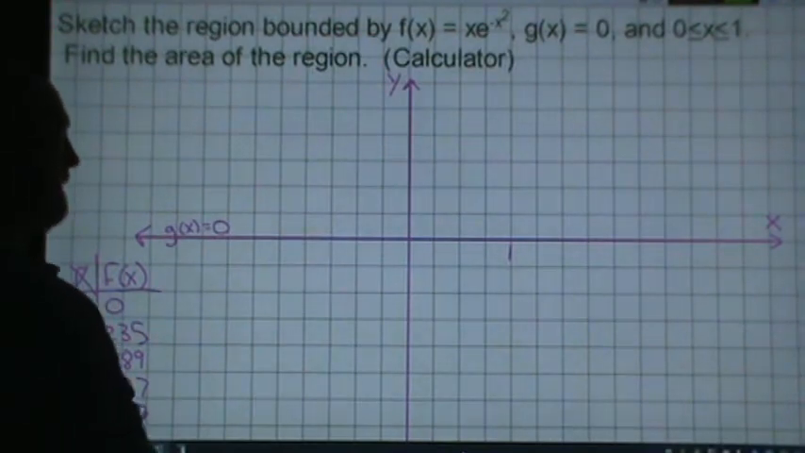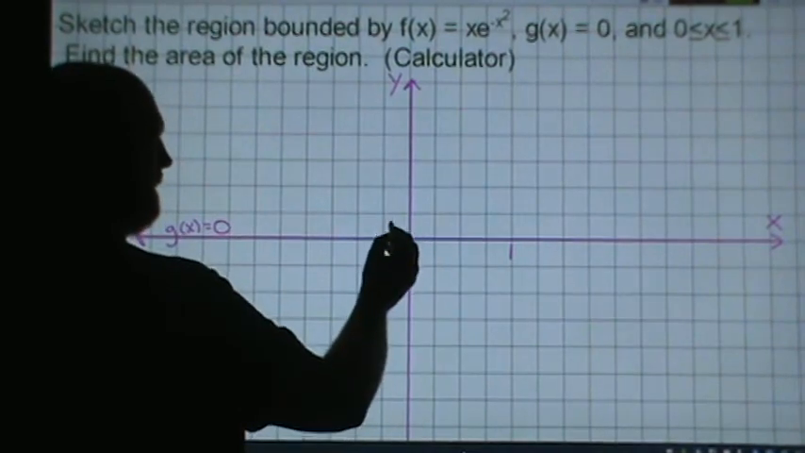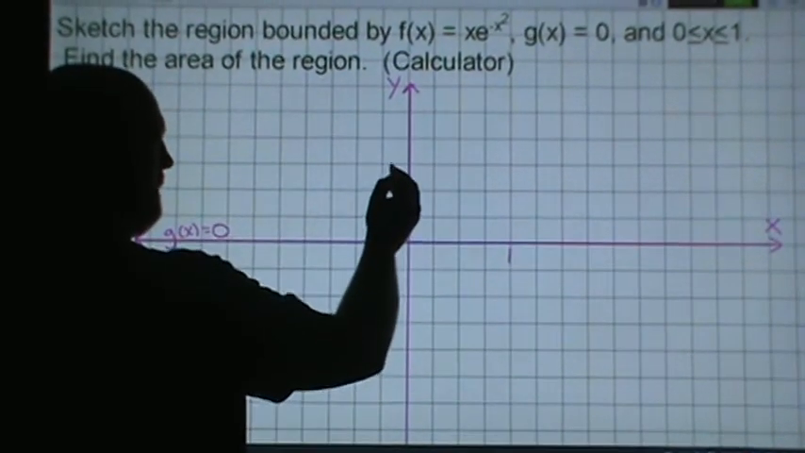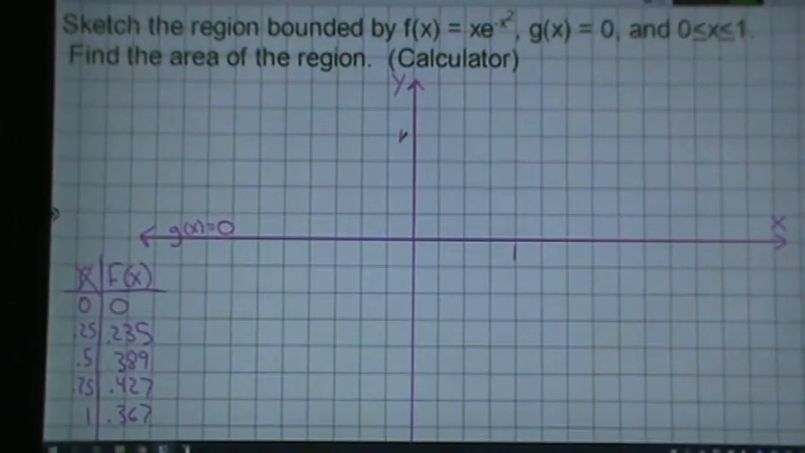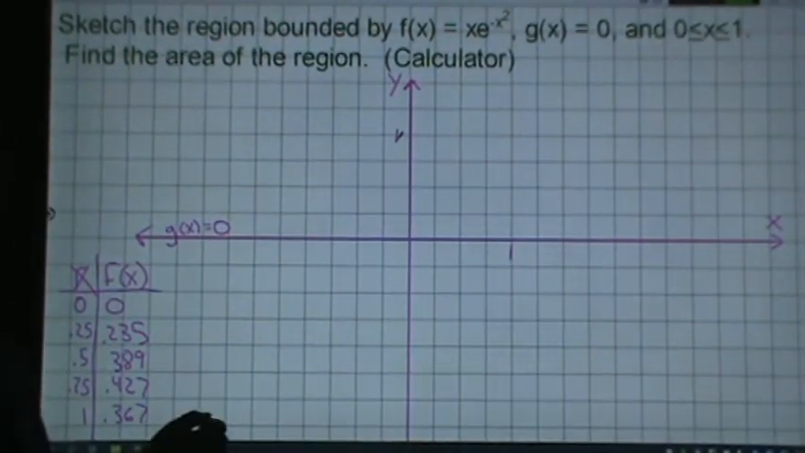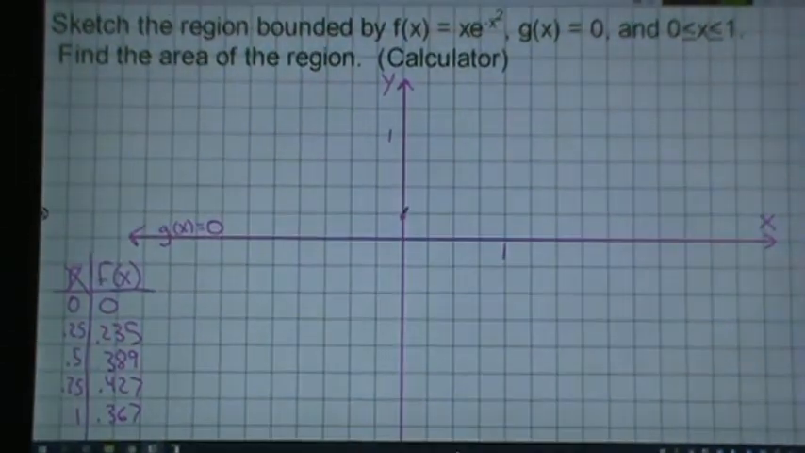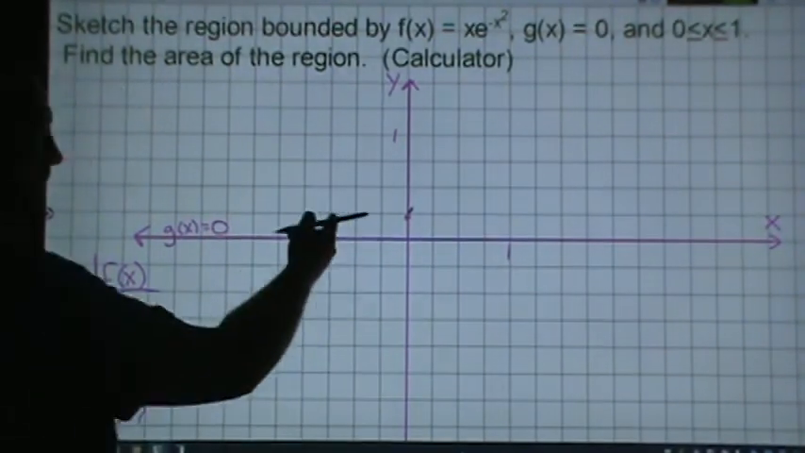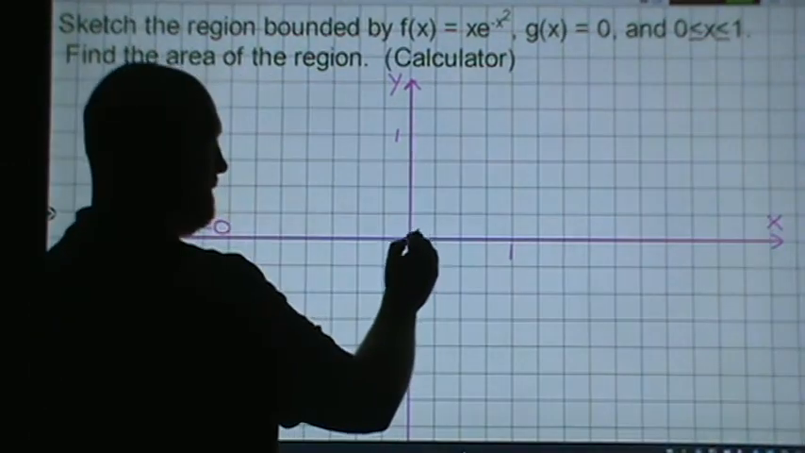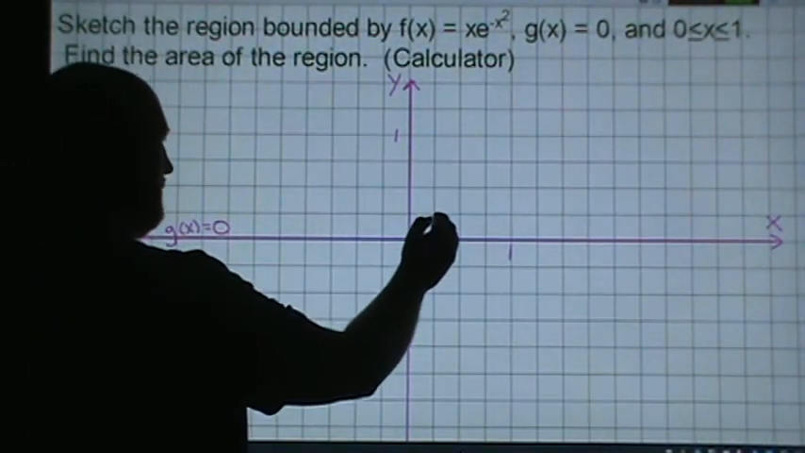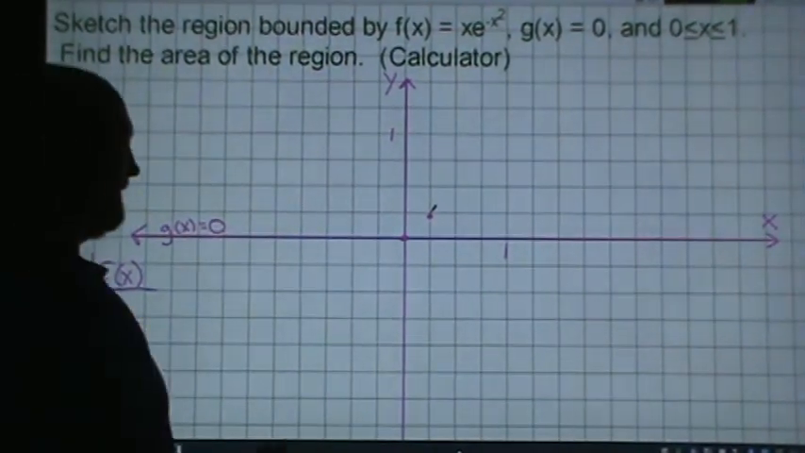Maybe to make it so that I could show the different values here, I could go with the same scale. So I would go with 1, 2, 3, and the 4th line could be 1. At 0.25, I'm at 0.235, which is just less than a quarter. At 0.5, oh, I plotted that wrong. We needed 0, 0. So here's 0, 0. Then at 0.25, we're at 0.235, which is just less than a quarter. At 0.5, we're at 0.389.